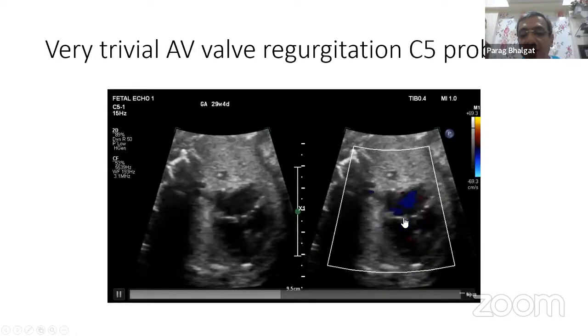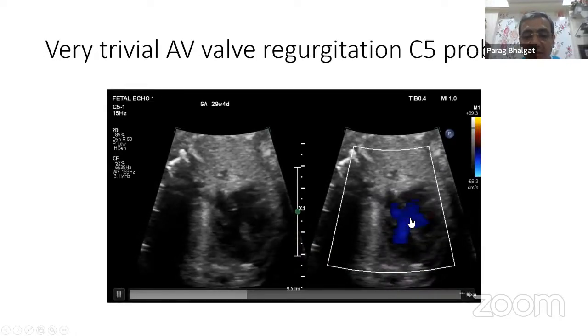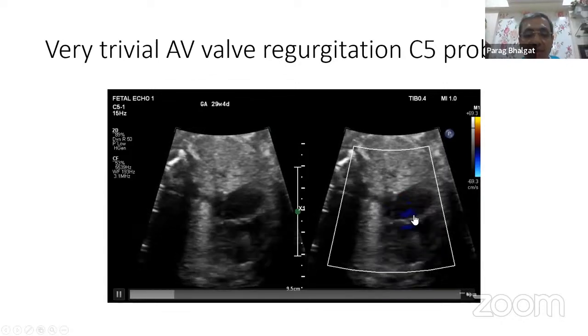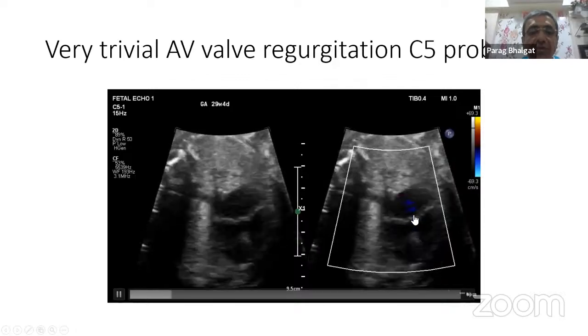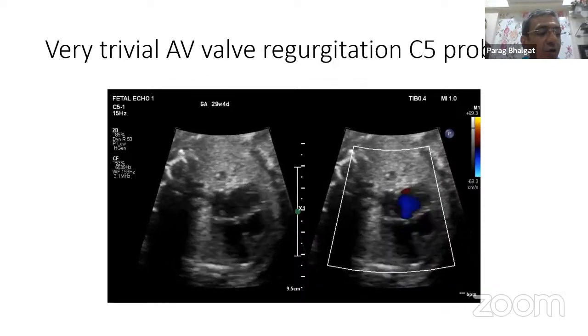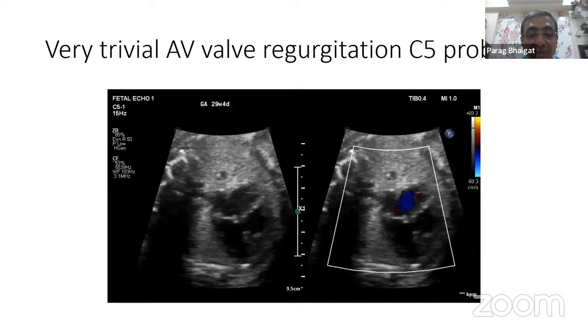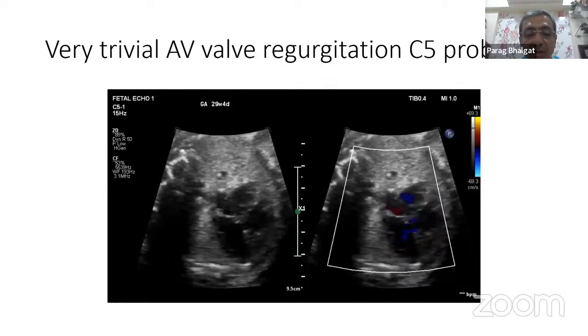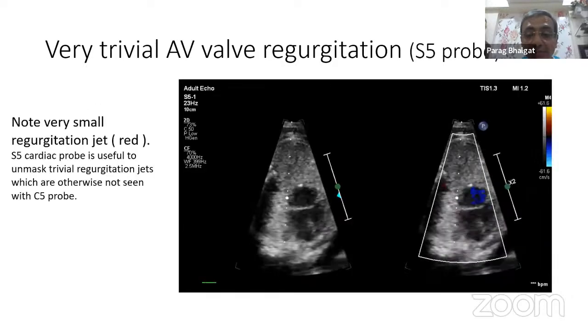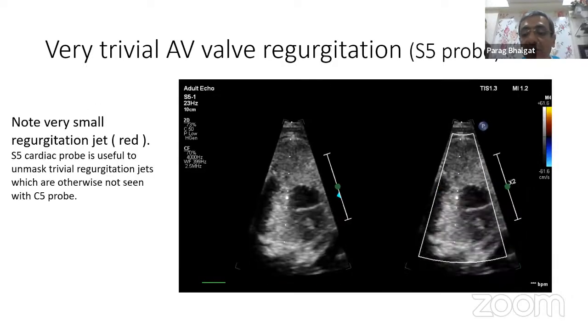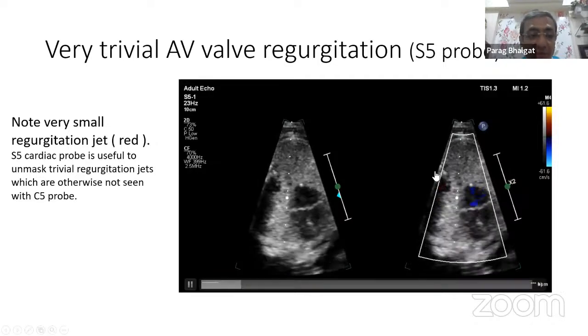There is very faint AVVR, difficult to appreciate, but trivial red flow seen. If you see all these images in the dark, you will appreciate them better. Try to see these images in the dark. Don't keep the light on. Just be in the dark. You will appreciate these images better. Now you can see the red flow better. This is taken with the cardiac probe S5. Just trivial AVVR.